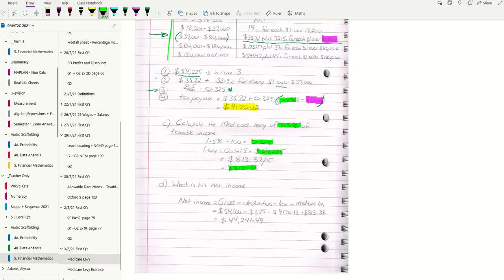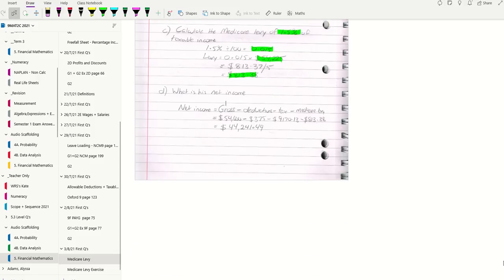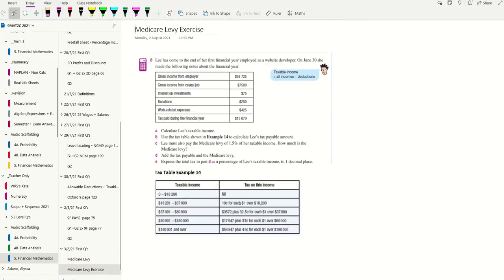That gives me $813.38. My net income at the end is my gross, minus my deductions, minus my tax, minus my Medicare levy. So I am subtracting all of those things: deduction, tax, Medicare levy. Put my gross in at 54,600, put the rest of them in, and I find out that I've actually got $44,241.49.